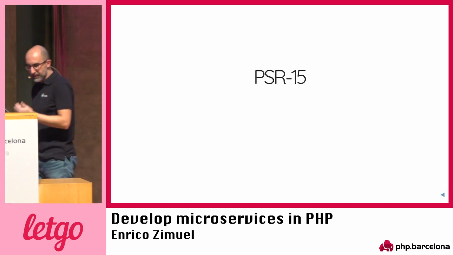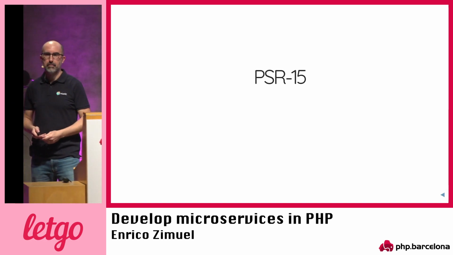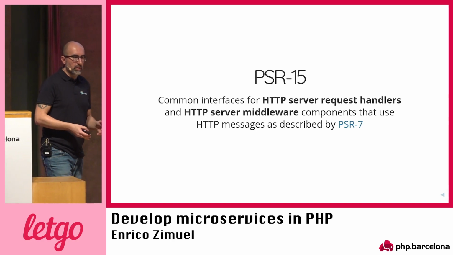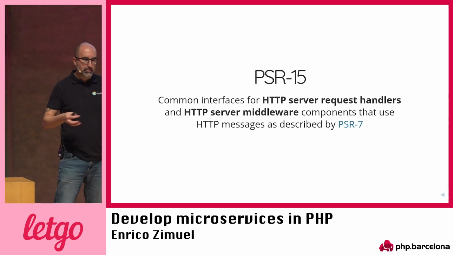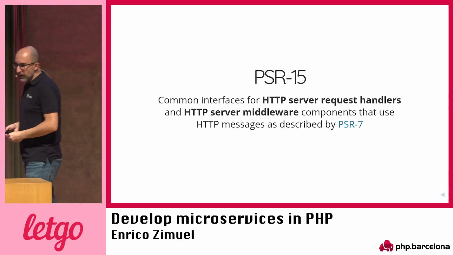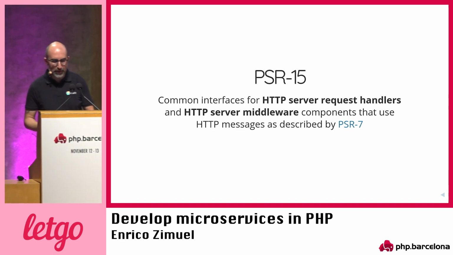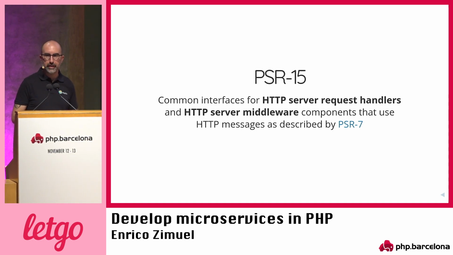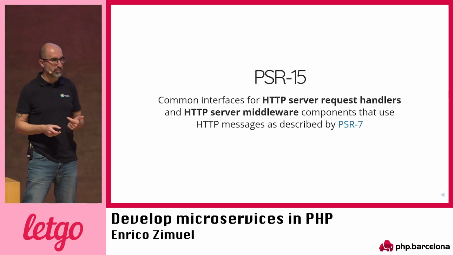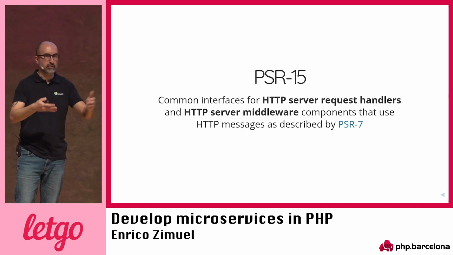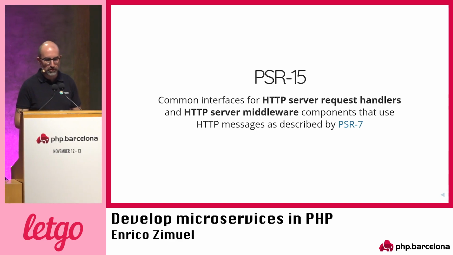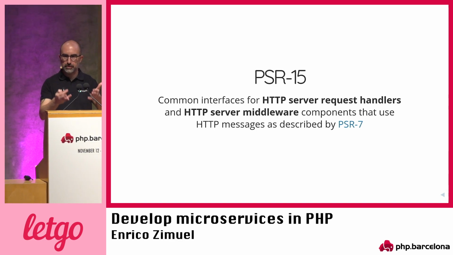So I mentioned PSR-7. We have another standard, that's PSR-15, that basically is a way to manage the pipeline of execution of a middleware. It's just an interface. So basically, using PSR-7 and PSR-15, we can build standard middleware application in PHP that everyone that is using the PHP Fig initiative can consume. And there are many frameworks that use this approach.